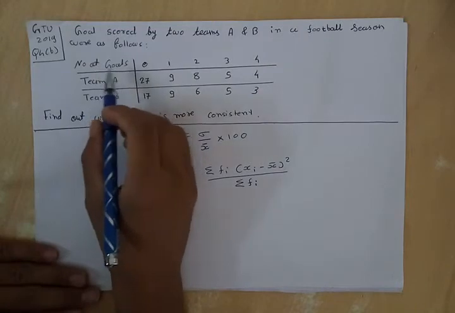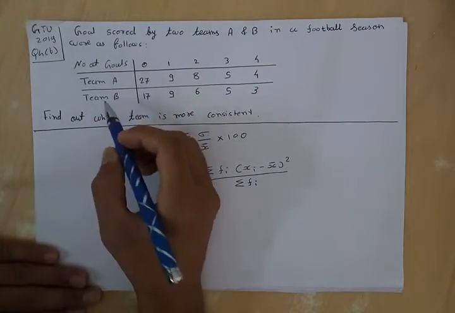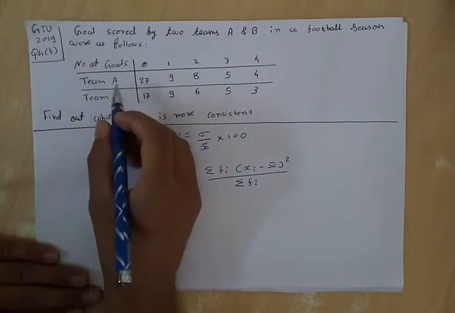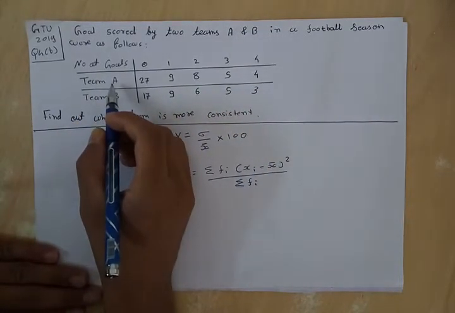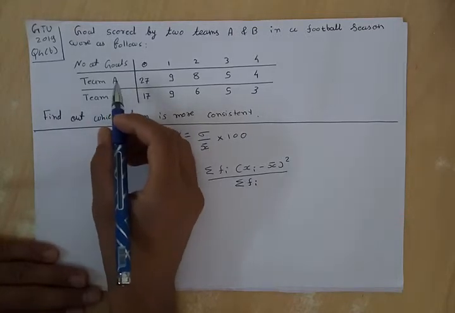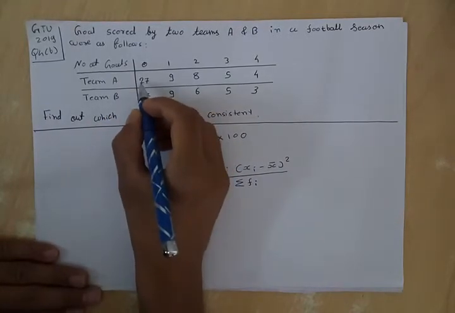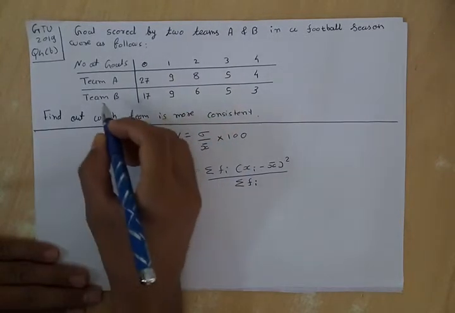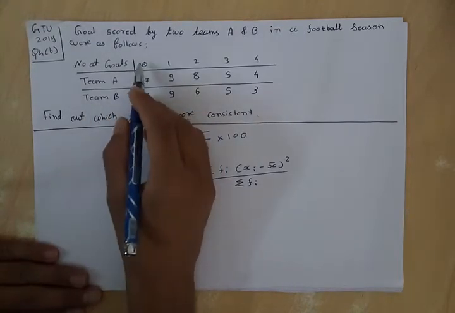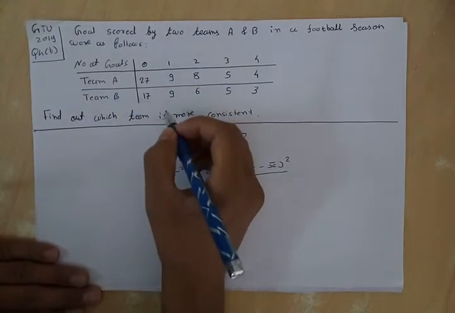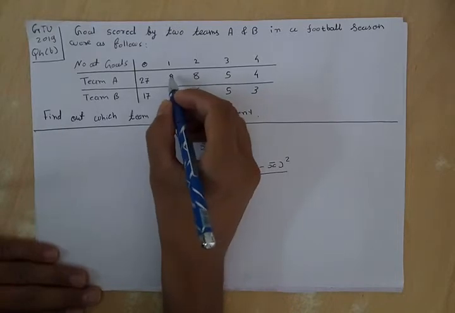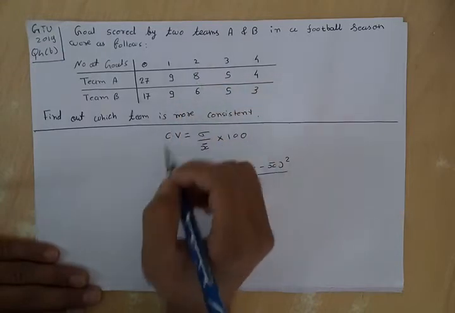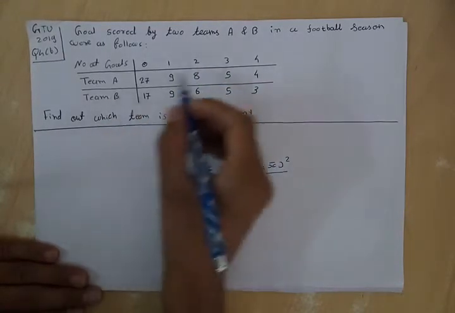First row represents number of goals scored by team A and B. So it is 0, 1, 2, 3 and 4. Now second row represents number of matches played by team A. So we can say that in 27 matches, team A scores 0 goal, whereas in 17 matches, team B scores 0 goal. In 9 matches, team A scores 1 goal. In 8 matches, team A scores 2 goals, whereas in 6 matches, team B scores 2 goals.